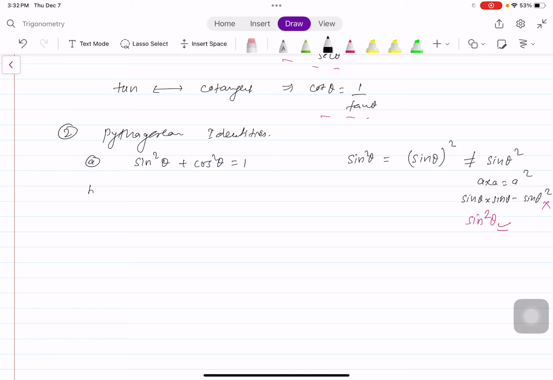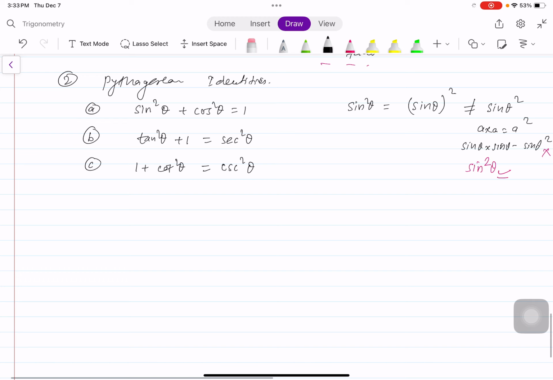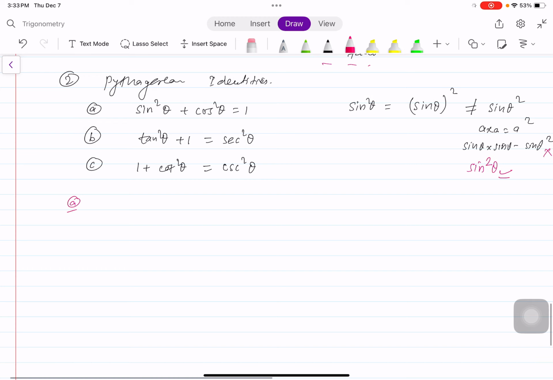Similarly, we have other relations. Tan square theta plus 1 equals secant square theta. Number two is 1 plus cotangent square theta equals cosecant square theta. I'm going to prove one of these. The other proofs are the same. So I'm going to prove number A.